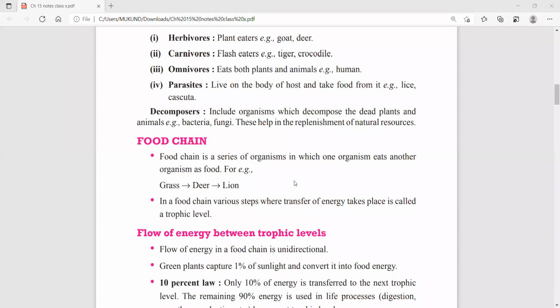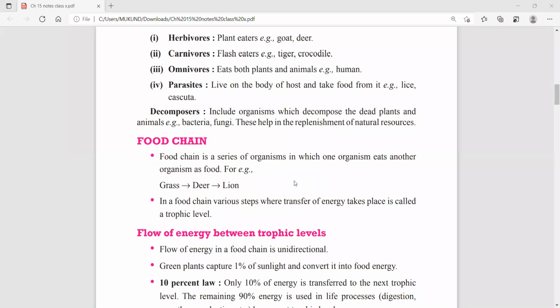For example, grass, deer, and lion. Suppose, ma'am, if the balance is lost, lion are increased or decreased in number as is happening these days. Lion are decreased in number, deer are decreased in number. So what is happening? Grass will increase in the forest. So it is going to create imbalance in the whole society, in the whole biosphere, right?